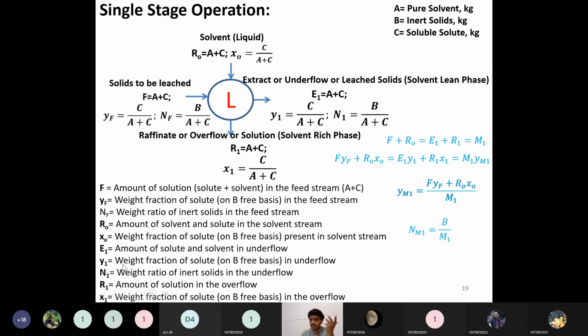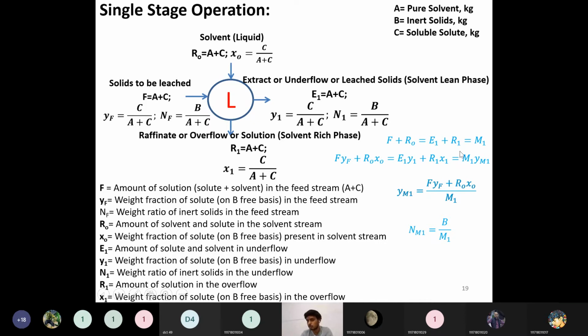Then Y1 is the weight fraction of solute on B-free basis in the underflow. Then N1 is the weight ratio of inert solid in the underflow. N1 is equal to B by A plus C. Then R1 is the raffinate phase, or overflow phase, or solution phase, or solvent rich phase; all are the same. R1 is the amount of solution, nothing but solvent plus solute, A plus C, in the overflow. Then X1 is the weight fraction of solute on B-free basis in the overflow. X1 is equal to C by A plus C. So this is the notation scheme.